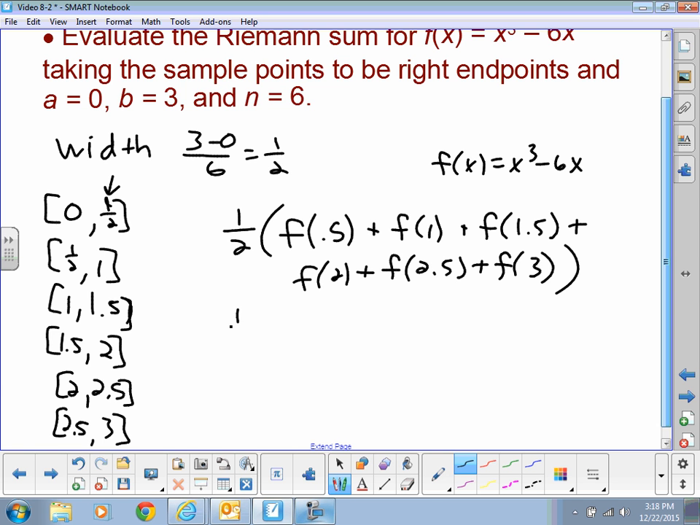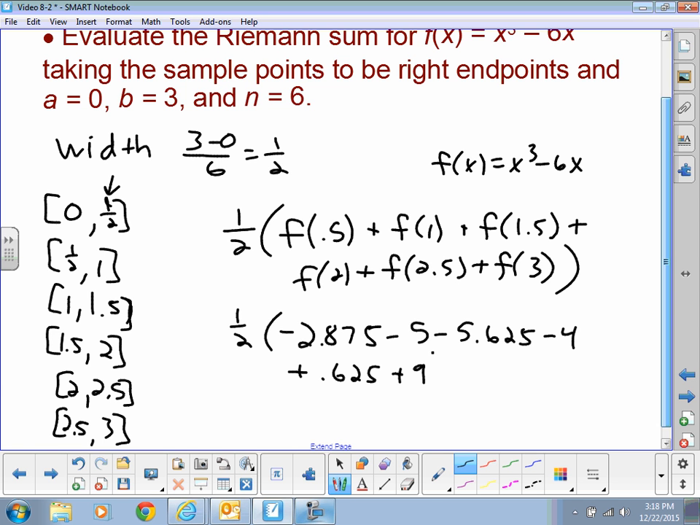And when you do that, for f of 0.5, we're going to get negative 2.875. Now notice if we're getting negative area for that, that means that part of the graph must have been under the x-axis. We'll get negative 5.625. We'll get minus 4. Then next we get plus 0.625. That must mean our graph is now above the x-axis. So we have positive area. Then we have plus 9.